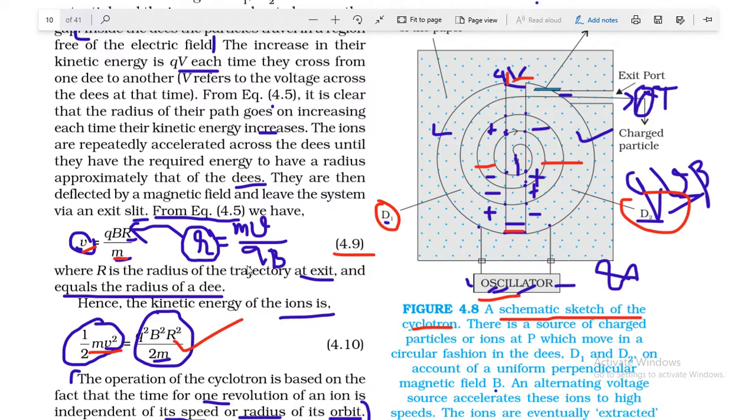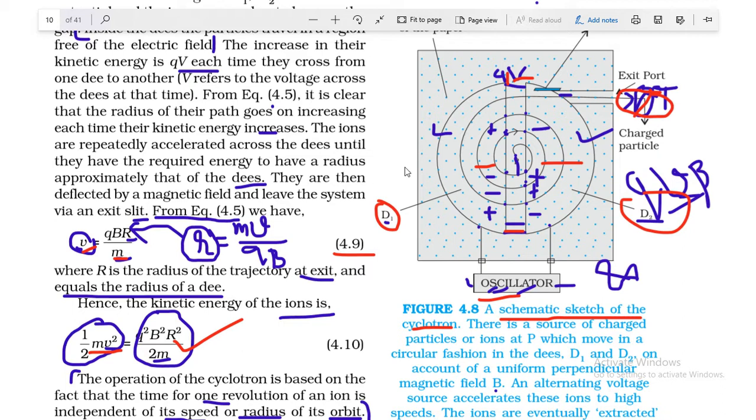With this kinetic energy, it will strike the target. You can see here the exit point. So the target is placed here. After collision of the charged particle with the target, there will be some observations by which we can understand the nuclear structure of this target. Okay, so this is the purpose and aim of the invention of this machine known as cyclotron.